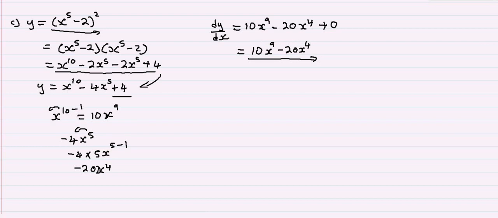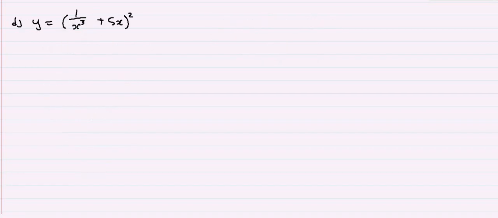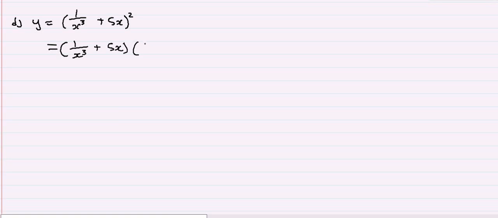So let's look at number D. Number D, they said determine dy/dx if y = (1/x³ + 5x)². I said the first thing that we do when we're given brackets is to expand the brackets. This is the same as (1/x³ + 5x) multiplied by (1/x³ + 5x).